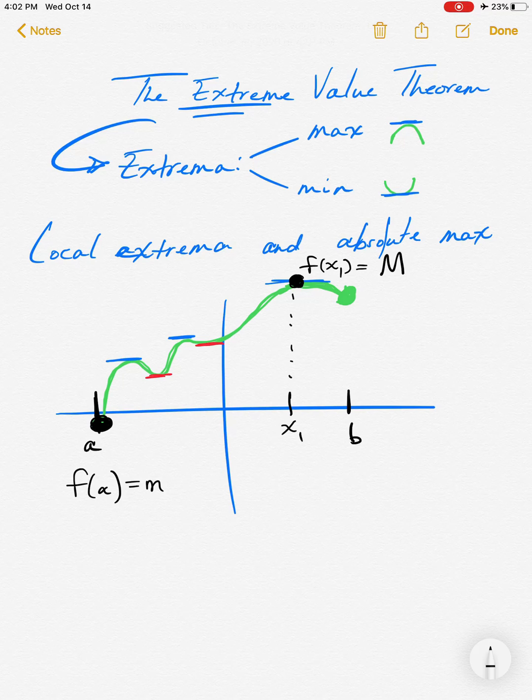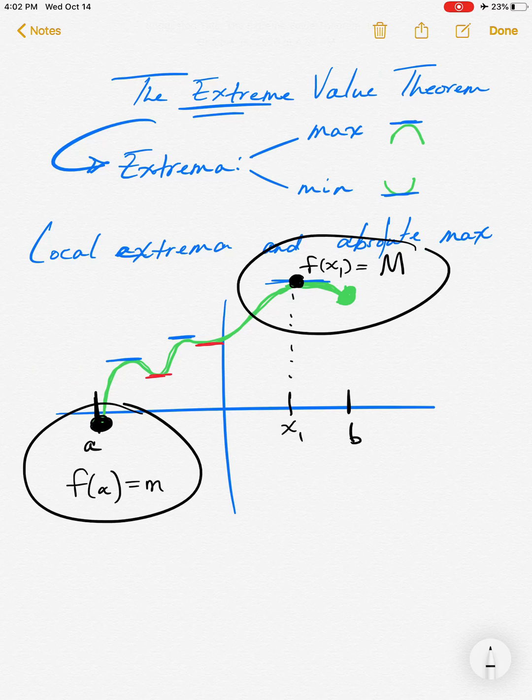The extreme value theorem says if you have a continuous function on a closed interval, we have a continuous function, there are no breaks in that green graph, and the interval AB, then you will be able to identify the absolute extrema. We identify the absolute minimum, which is at f of a, because that's the lowest point on the graph. And we identify the absolute maximum, which is at f of x1, which is the highest point on the graph.